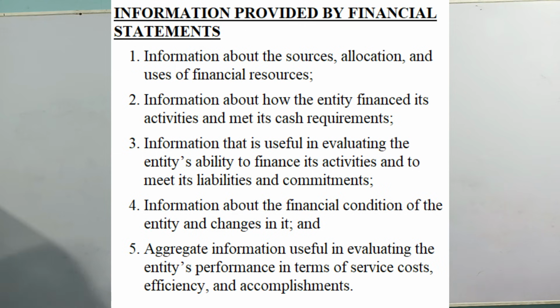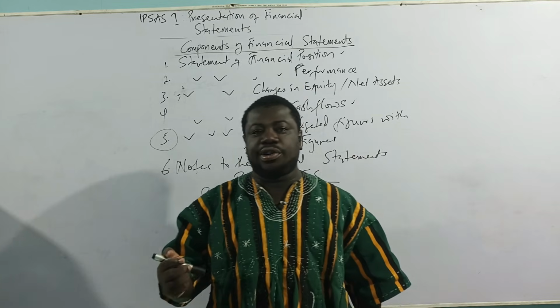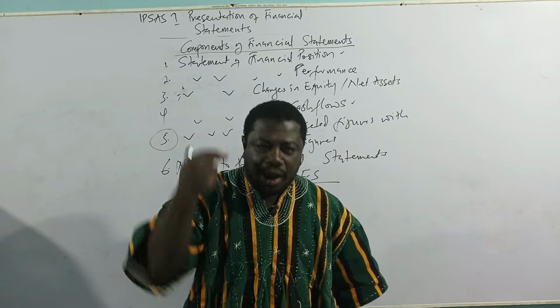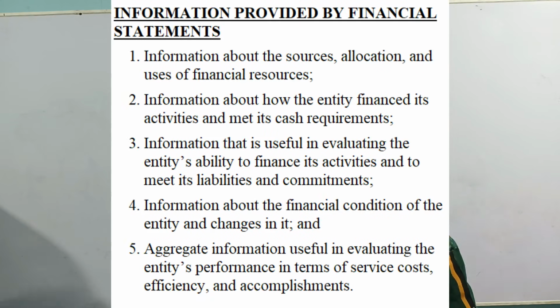One, financial statement should provide information about the sources, allocation, and uses of financial resources. So you should show in your financial statement your sources of financial resources, how you have allocated them, and how they were being used. That is a very vital information. Number two, information about how the entity financed its activities and met its cash requirement. How did you finance your activities, and how did the entity meet its cash requirement?